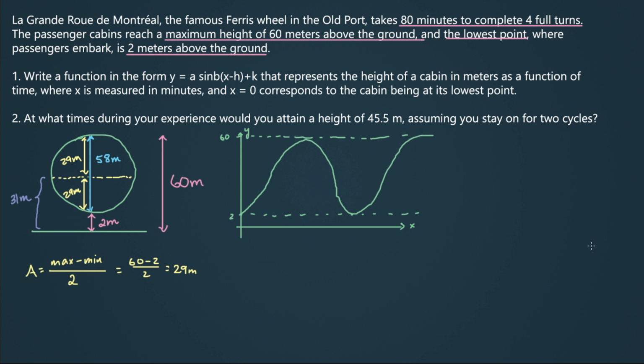Okay? All right. So how long does it take for one cycle? Well, we know it takes 80 minutes to complete 4 full turns, so 1, 2, 3, 4. That takes 80 minutes. So for one cycle, just one ride around that Ferris wheel, that's what we're going to call our period, the length of time that it takes to go fully around that Ferris wheel once. It's just going to be 80 divided by 4, which tells us that's 20 minutes.